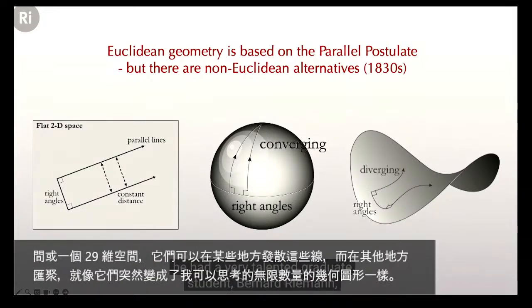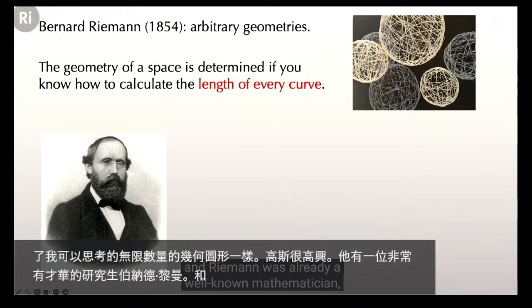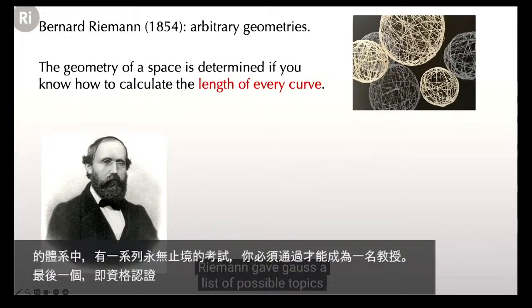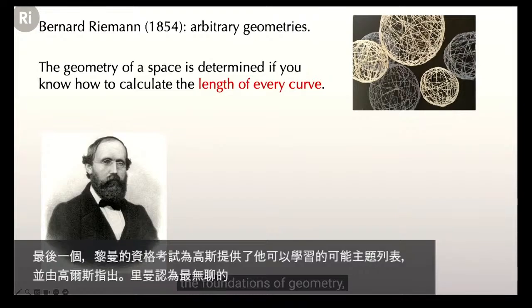Happily for Gauss, he had a very talented graduate student, Bernhard Riemann. And Riemann was already a well-known mathematician, but in the German system, there's a never-ending series of exams you have to pass before you can become a professor. And so the last one, the habilitation exam, Riemann gave Gauss a list of possible topics that he could study, and Gauss pointed to the one that Riemann thought was the most boring, the foundations of geometry.